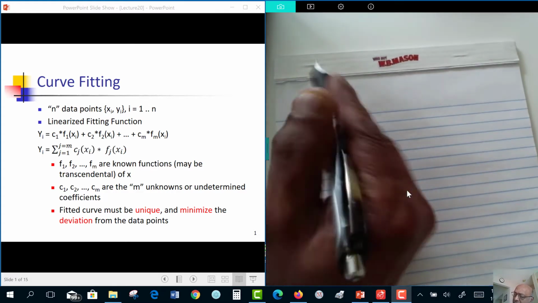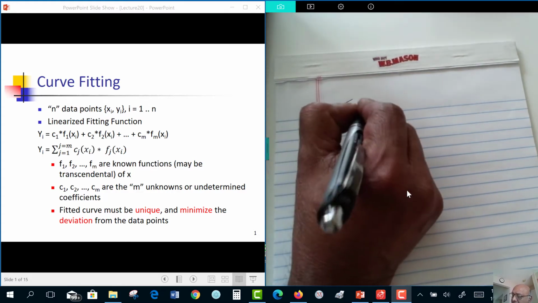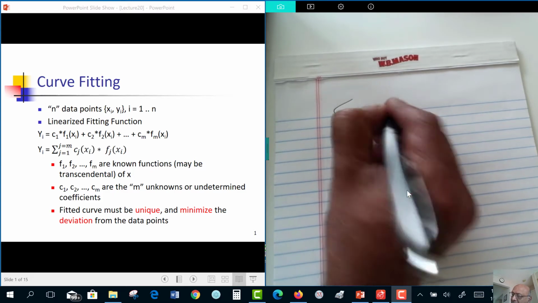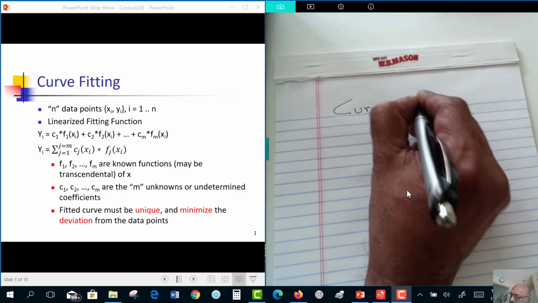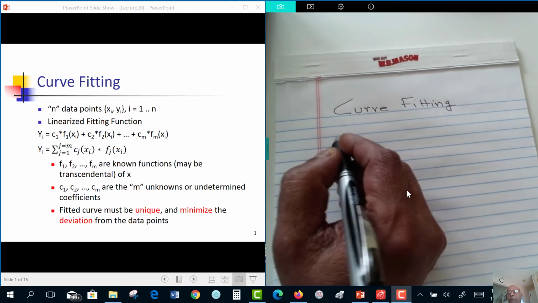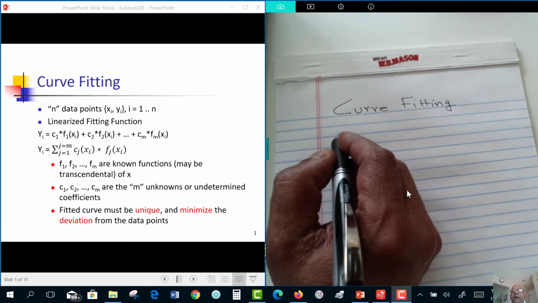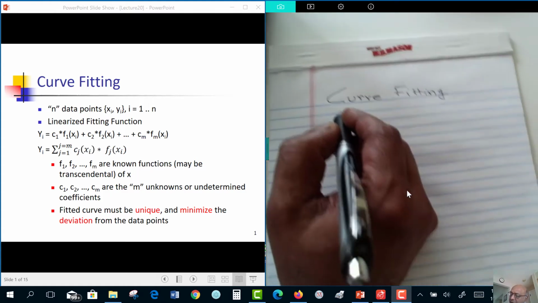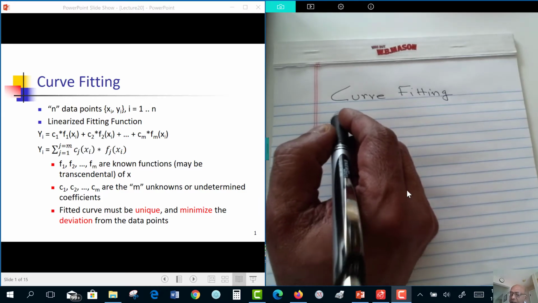Our next topic is curve fitting. This is probably something you're going to utilize in many courses. So I hope you learn it well and would be able to use it in your other courses.